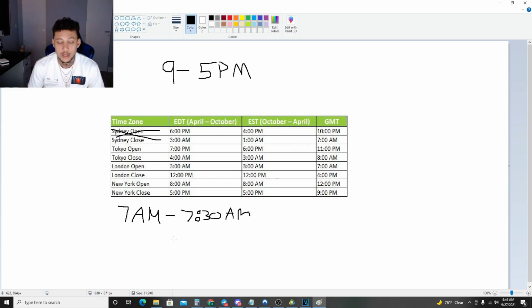Along with this 7 a.m. chart, 7 to 7:30 a.m. time frame, what you're going to be doing is your fundamental analysis as well, making sure that there's going to be no high impact news to interfere with your actual trade. So from 7 a.m. to 7:30, you're going to be actively monitoring or actively working on reading the actual chart itself.